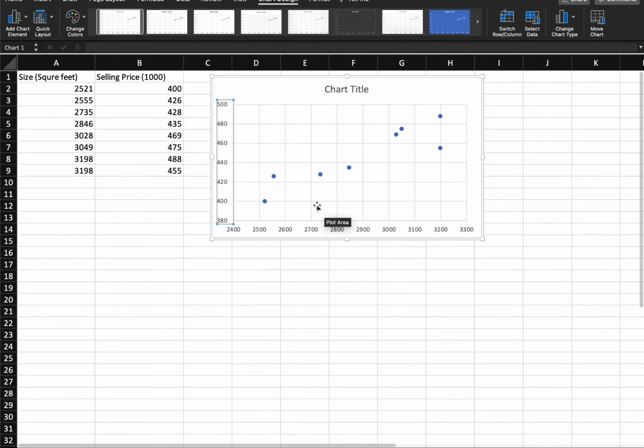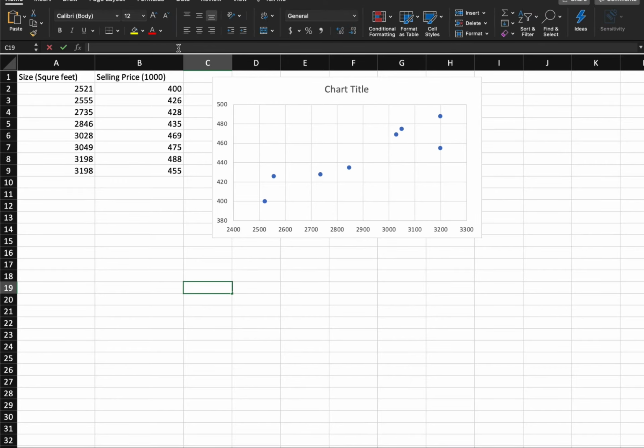Cool. And then we could actually take this a step further. We could label our x-axis. We could label our y-axis. We can even make a title of our chart here. But for now, I just want to focus on actually computing our correlation coefficient, our R. So here I'm going to put R. We want to find this value using Excel.